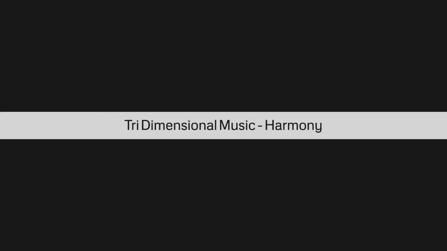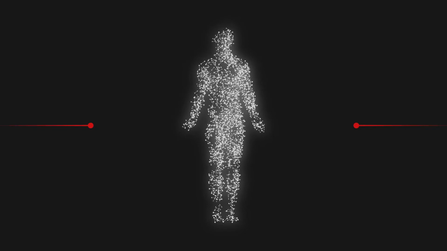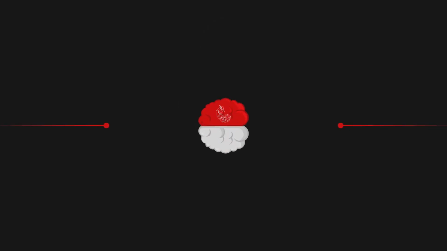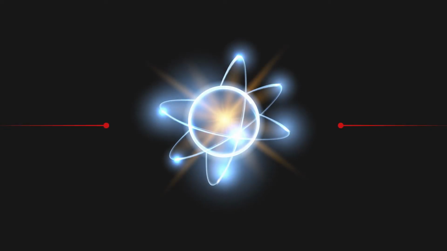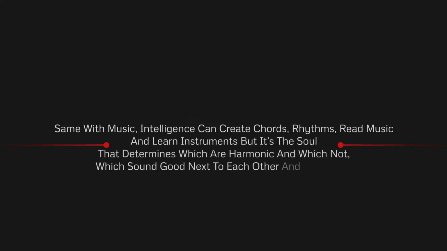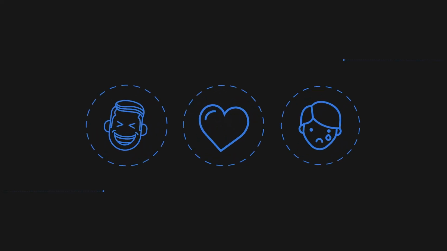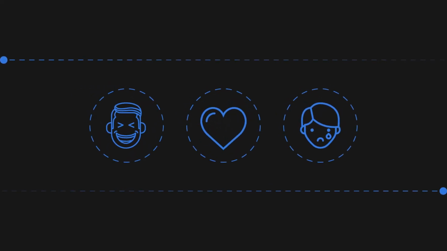Tridimensional music, harmony. The motive, the soul, the intention of music is harmony. It's the part of music created by the right side of the brain. How to combine notes, rhythms, and chords so they sound harmonically is the art of music. The mind can create nuclear energy, but the soul defines how to use it. Same with music. Intelligence can create chords, rhythms, read music, and learn instruments, but it's the soul that determines which are harmonic and which not, which sound good next to each other and which not. Which ones can be combined to provoke laughter, love, or tears?